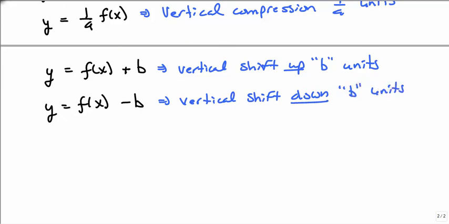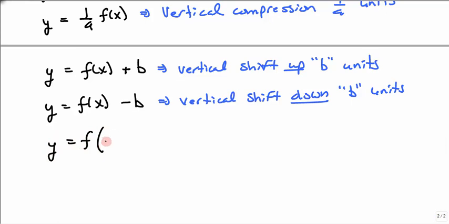Okay, so we've covered what an argument is. We've talked about horizontal stretches. We've talked about, actually we haven't talked about horizontal stretches. We've talked about horizontal shifts, right or left. We've talked about vertical shifts, up and down, vertical compressions. So let's go ahead and talk about horizontal compressions now.